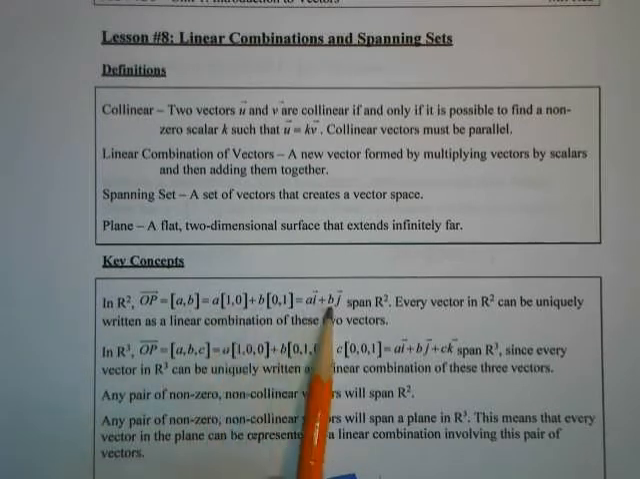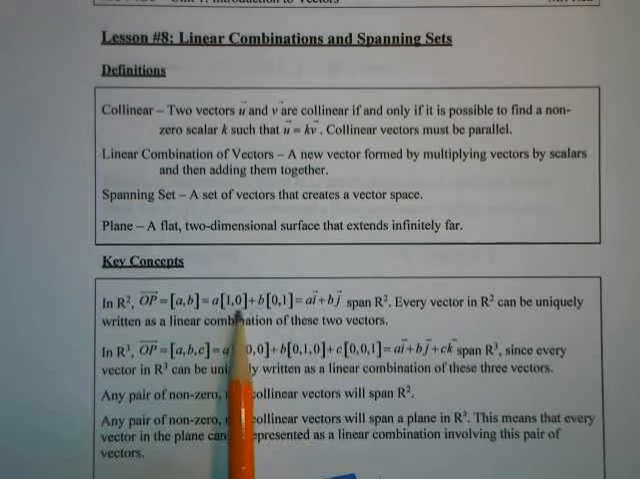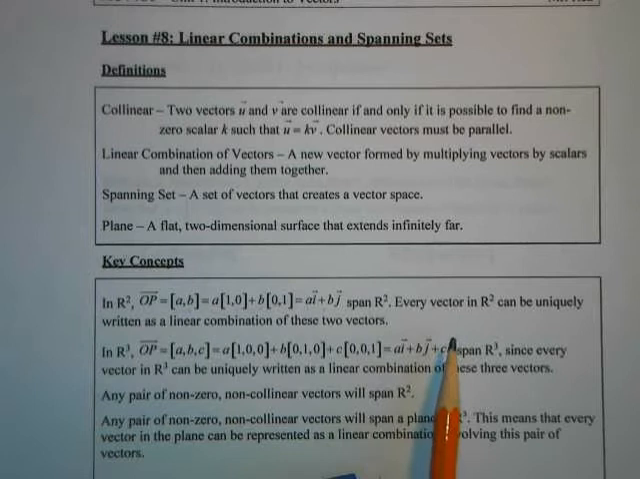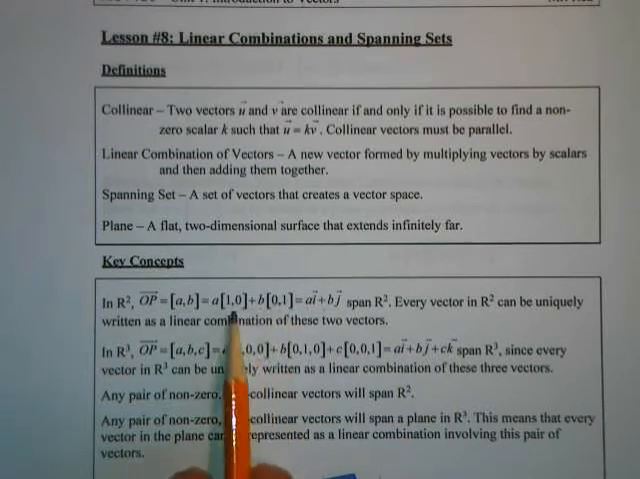Basically what we're saying is the vectors i hat and j hat span R2, because you can uniquely write every vector in R2 as a combination of i hat and j hat, these two vectors here.